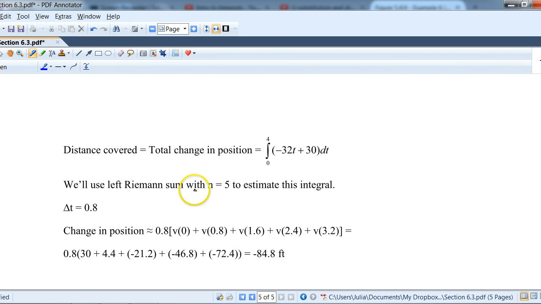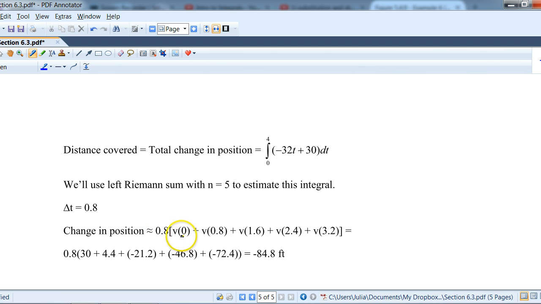And we can use the Riemann sum, and because it's from 0 to 4, it's basically 4 minus 0 divided by 5, which is 0.8. So you can have a decimal, which is fine. Change in position is approximately equal to, approximately because we're only using 5 rectangles to estimate it. And again, it looks like a left sum.